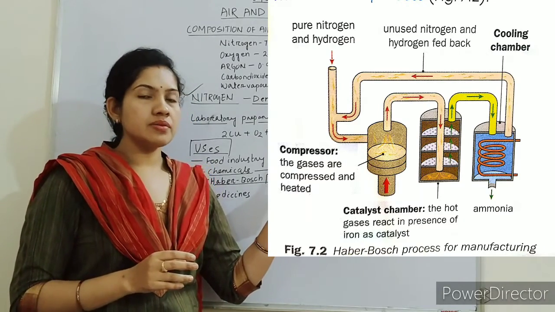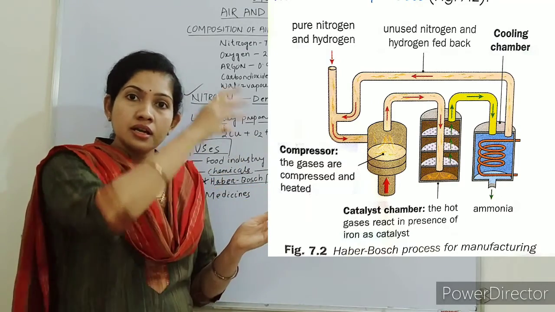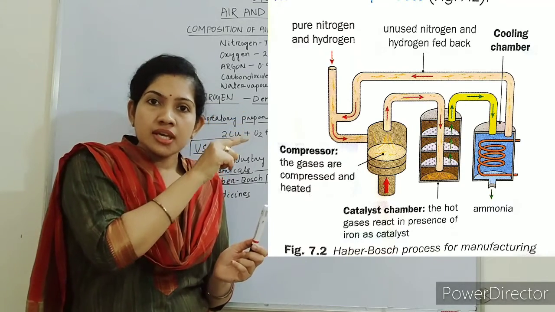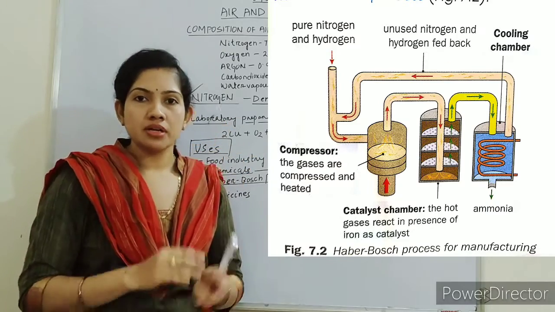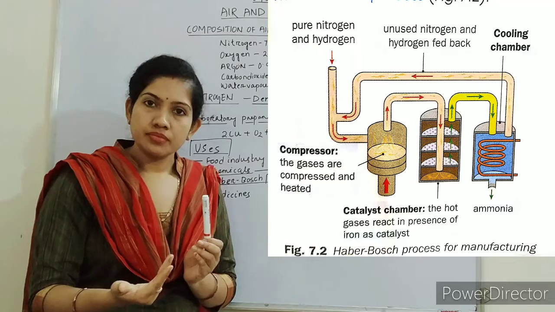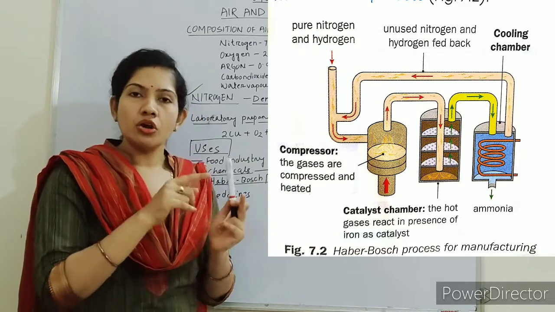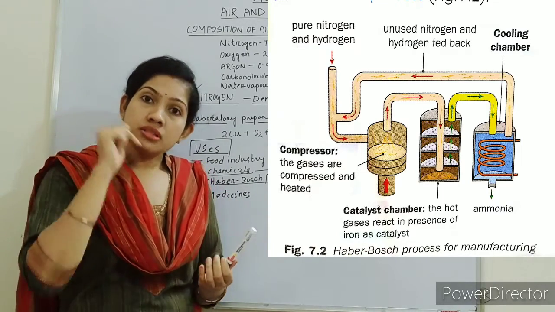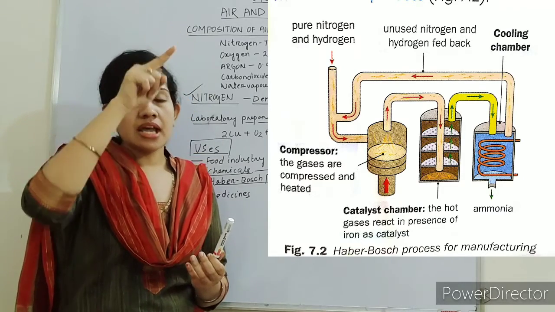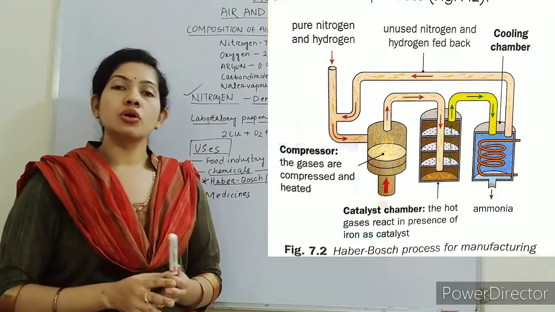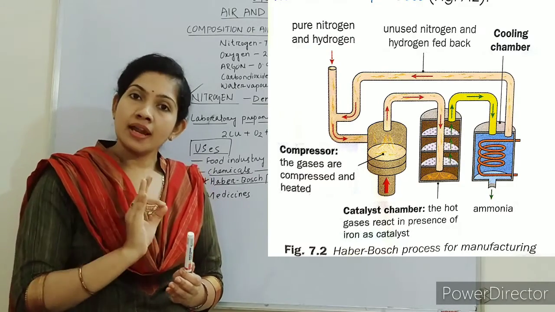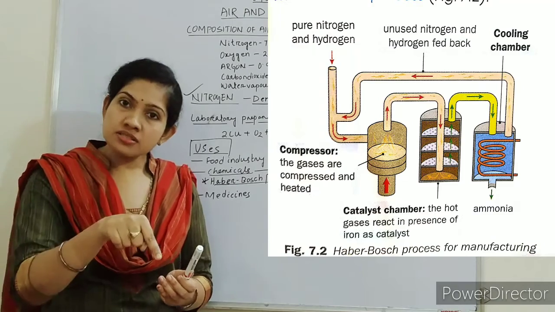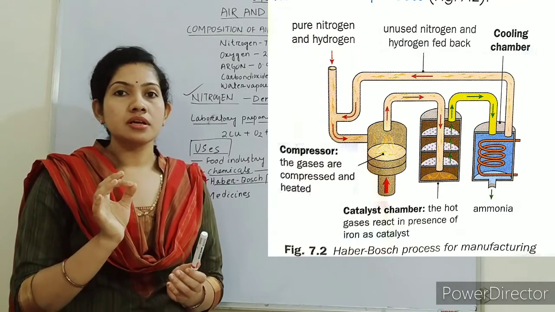You can see here it is given in the picture. First they are allowing nitrogen and hydrogen to pass. These nitrogen and hydrogen move inside to a compression chamber. There will be a chamber where they will supply heat, where they will compress nitrogen and hydrogen by applying heat. Now this compressed nitrogen and hydrogen is allowed to pass into the second chamber. We call it the catalytic chamber, where the iron catalyst is present. So in that chamber, nitrogen and hydrogen react in the presence of the iron catalyst.